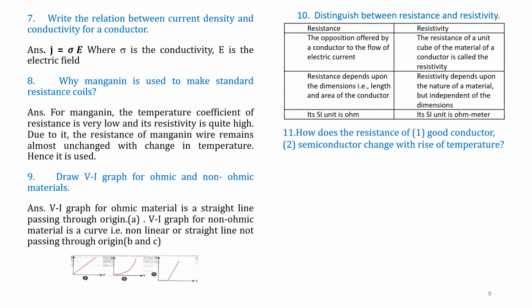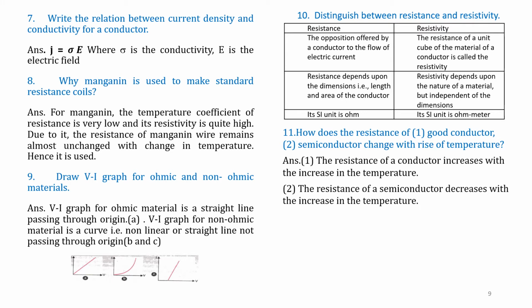Question number 11. How does the resistance of a good conductor and a semiconductor change with rise of temperature? Answer: the resistance of a conductor increases with the increase in temperature, whereas the resistance of a semiconductor decreases with increase in temperature.